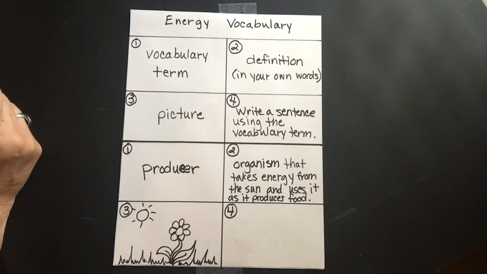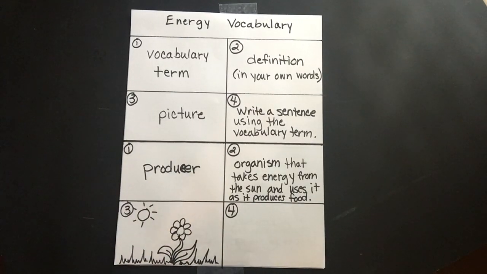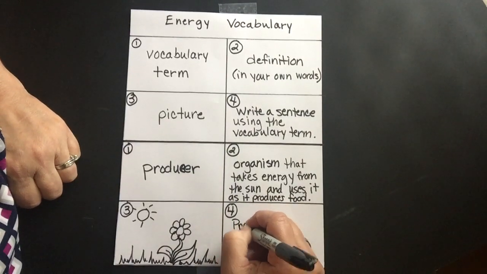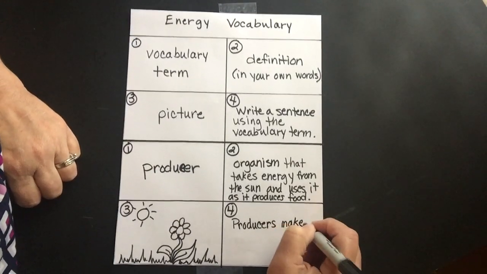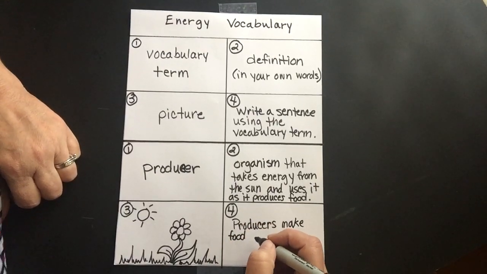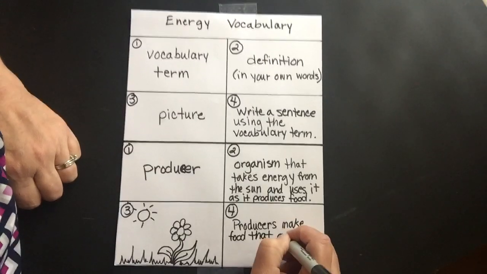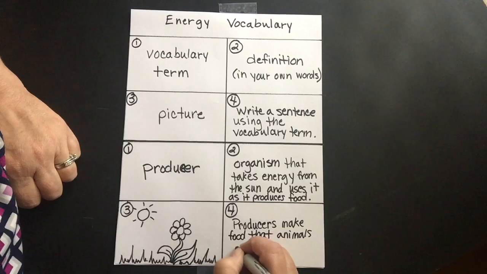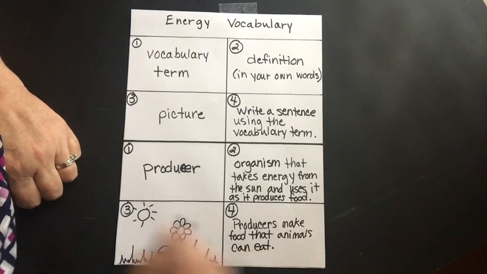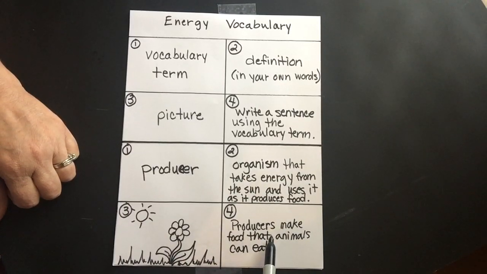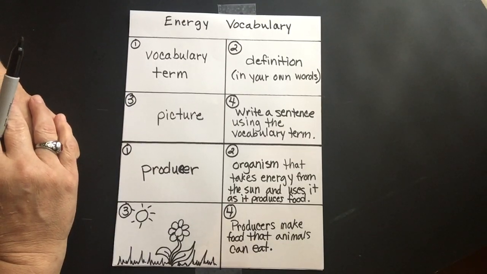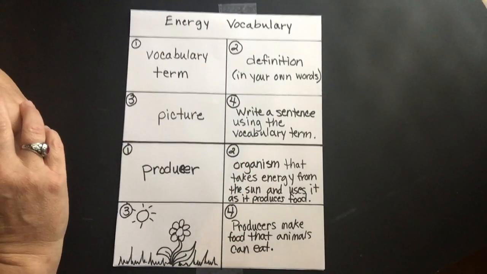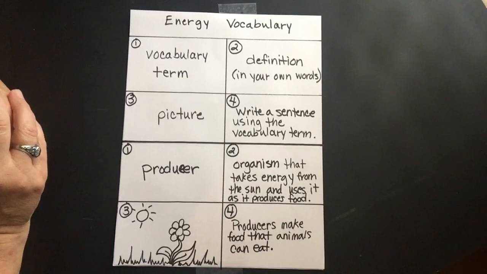The last thing that I'm going to do is use this term in a sentence, and I'm going to say that producers make food that animals can eat. So producers make food for themselves, but other organisms and other animals cannot do that. So they need to eat food, like that food that's produced from the plants. So, okay. So we have our template and we have our first entry for our first vocabulary unit, and that's how we'll build Foursquare vocabulary for the entire year.